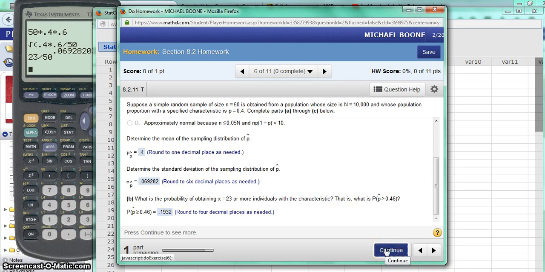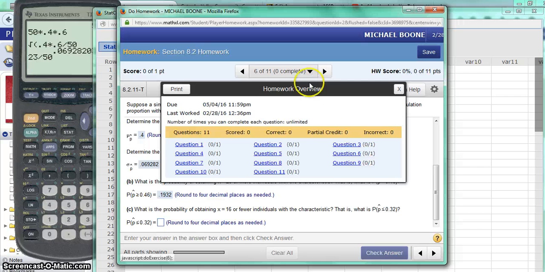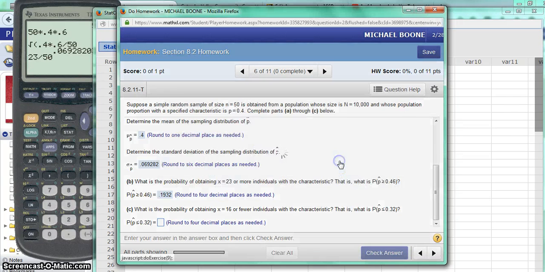Let's see what else they have for us. So 16 or fewer, again, that's where they're getting the 0.32. 16 divided by 50 is 0.32. And do the exact same thing, except that it's less than the 0.32. Just maybe looking at one more, getting it started. Number 9.